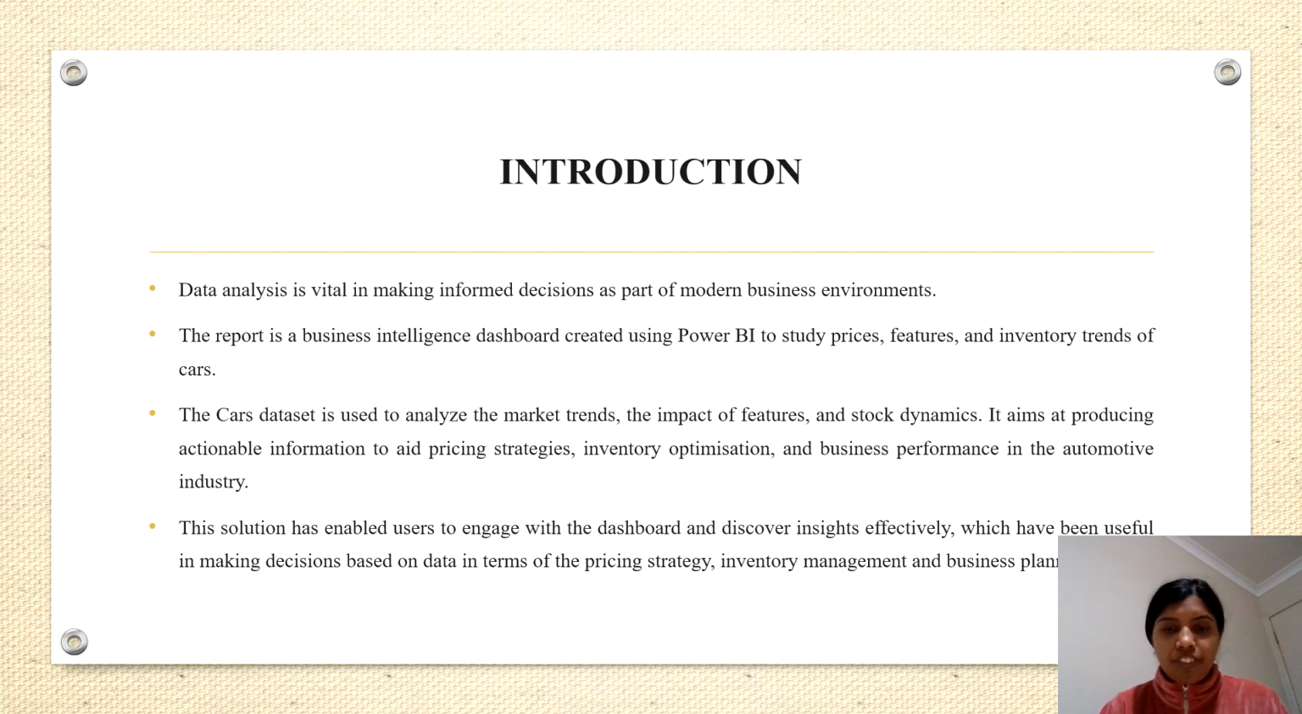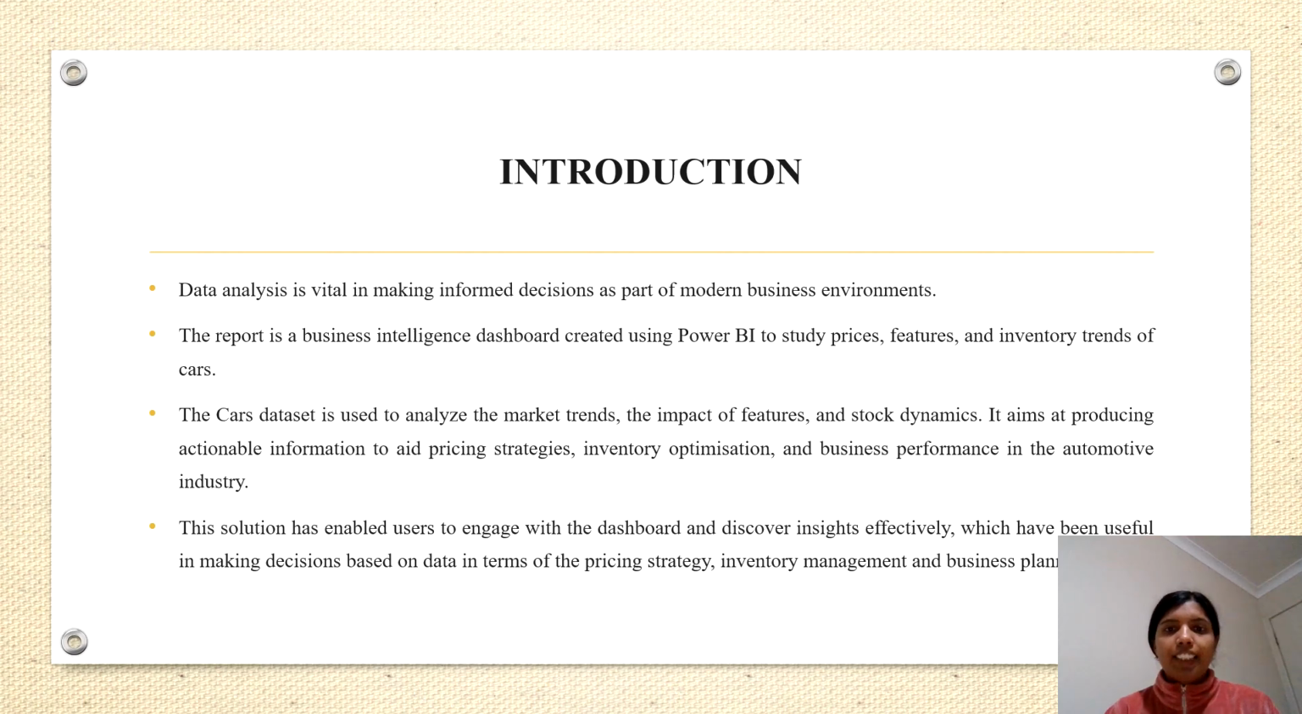Data analysis is vital in making informed decisions as part of modern business environments. The report is a business intelligence dashboard created using Power BI to study prices, feature, and inventory trends of cars. The cars dataset is used to analyze the market trends, the impact of feature, and stock dynamics. It aims at producing actionable information to aid pricing strategies, inventory optimization, and business performance in the automotive industry.